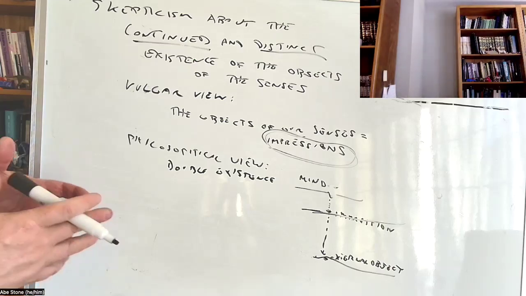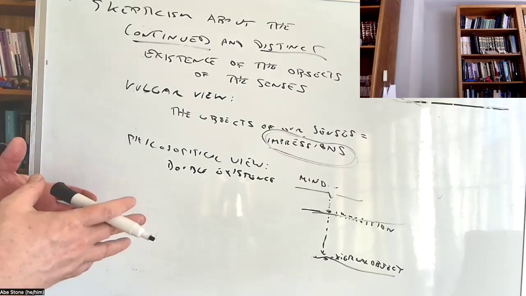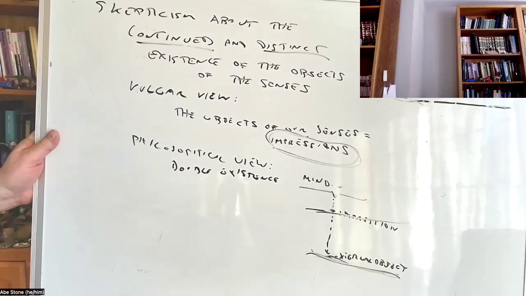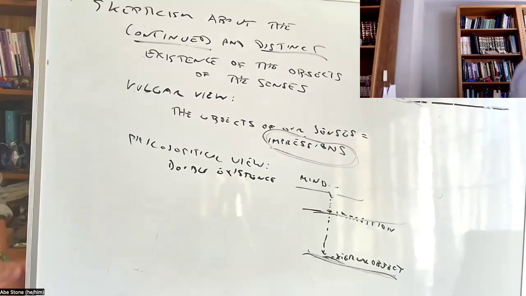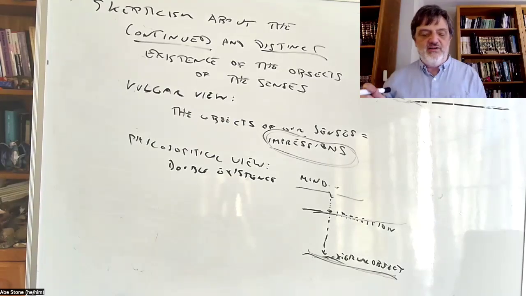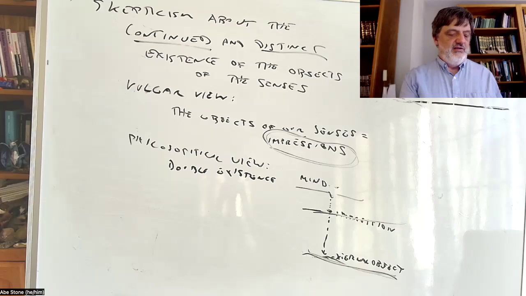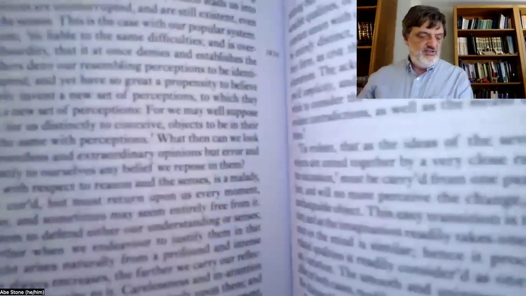So here, questioning the continued and distinct existence of the object of the senses means questioning the existence of this external object. Whereas here it meant questioning the continued existence of my impressions themselves when I'm not perceiving them. Now, he's already dismissed as absurd what you might think is a third option, and what you might think is the most coherent option. So this is on page 239 in your edition.